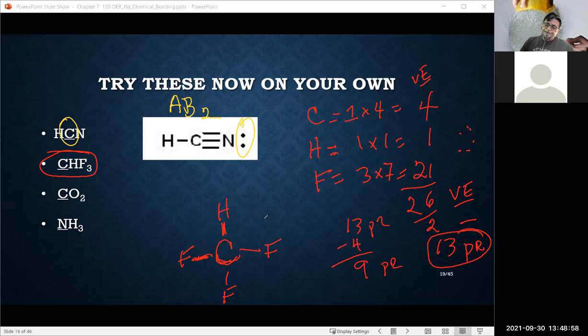Anybody want to take a chance at it? If I got 4 bonds and there's 2 per bond, how many electrons do I have around carbon? 8. 8, right. So can I add any more around carbon? No. It's octet happy. We're done with carbon. And so you may ask, okay, I got 9 left though. Where am I going to put them? Well, you can't put them on hydrogen. You can't put any more on carbon. Where must they go? They have to go around the fluorides.